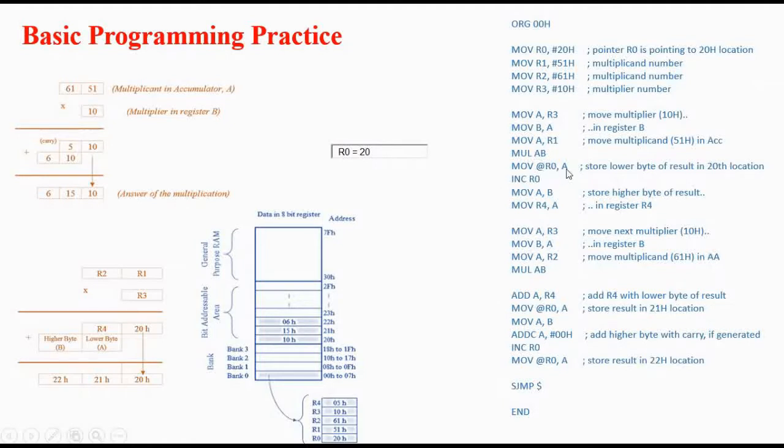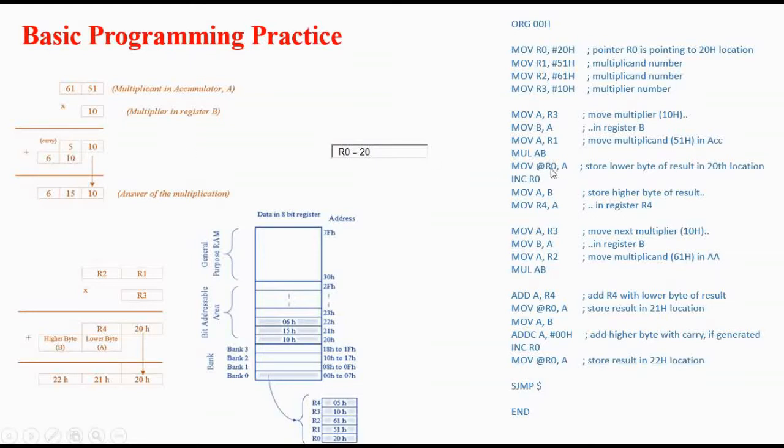So the content of the accumulator will get moved into the location where R0 is pointing. The content of R0 is 20. So at the 20th location there will be 10h. Whenever the MUL instruction is executed, in this case the lower byte of the result, means 10, will be there in the accumulator, and register B will hold 5, because the accumulator is 8 bit, and register B is also 8 bit.